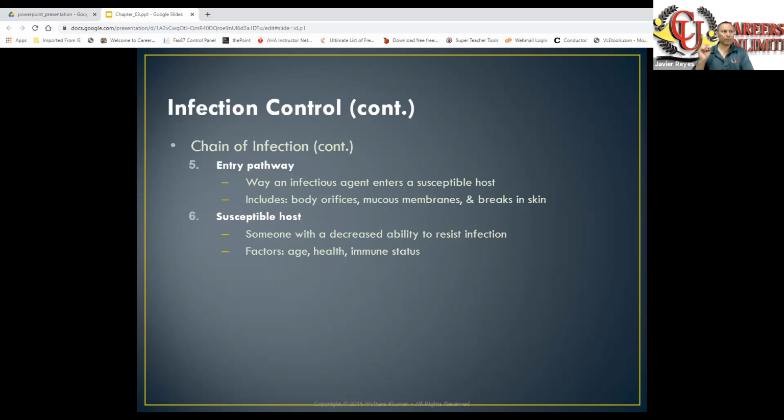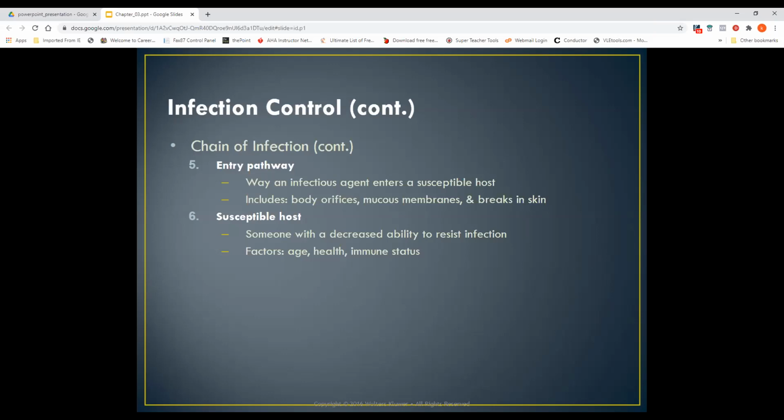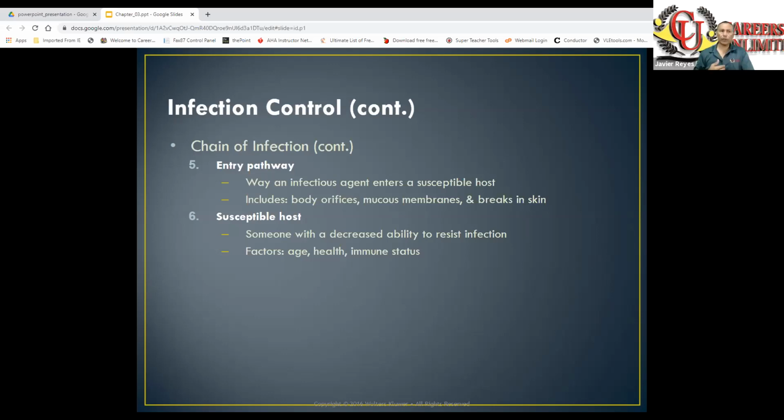Okay, so we need an agent, or a pathogen. We need a mode of transportation. How does it make it from one place to another? We need an exit. How does a bacteria make it out of the body? How does it travel? Okay, with mode of transportation. How does it make it into your body? And lastly, a susceptible host.